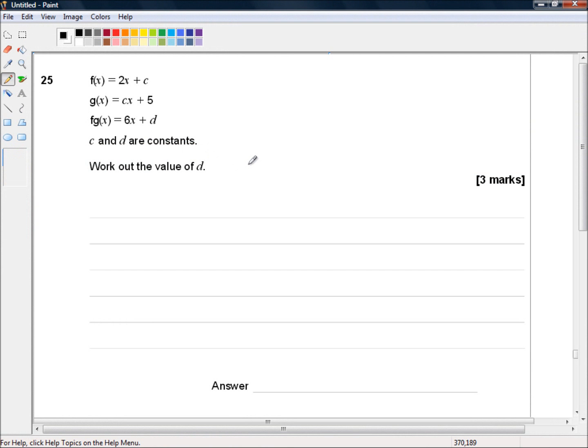Hello and welcome to question 25 of the AQA GCSE Specimen paper. This is the non-calculator paper on the new style GCSEs.